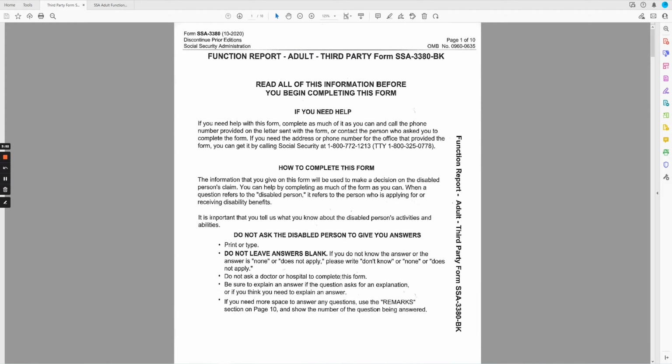You can give our office a call at 503-200-2718. Again, that's 503-200-2718. So do not call Social Security.